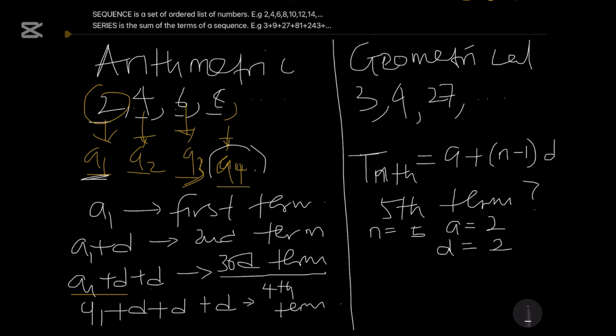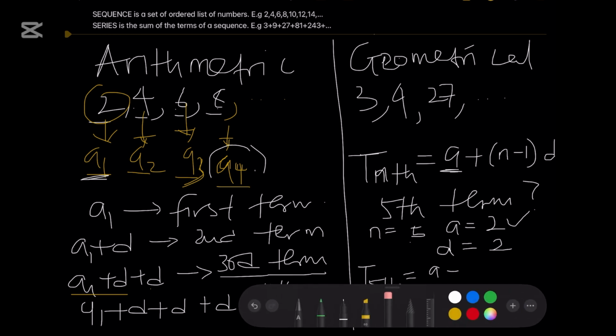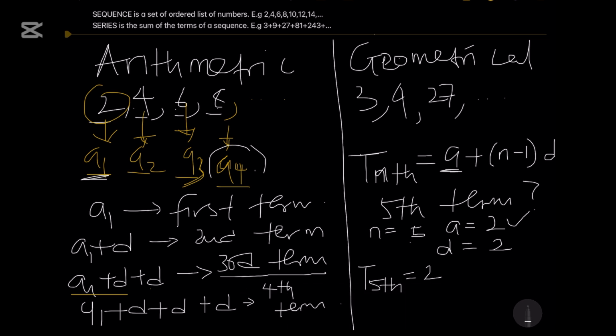So applying this formula, the fifth term will be equal to our first term, A. Let's apply the values. Let's substitute the values straight. So our A is 2. So that will be 2 plus, open bracket, our n is 5. That is the fifth term we are looking for. Then minus 1 multiplied by our common difference, which is 2. So from there we get 2 plus 4 multiplied by 2.